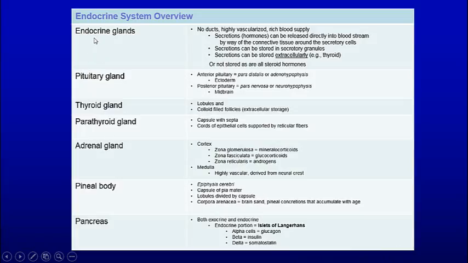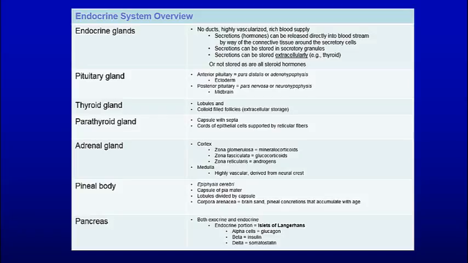Now here we can see that endocrine glands have no ducts and are highly vascularized, with a rich vascular supply, characteristic of endocrine glands because they have to secrete their hormones in the connective tissue and get into the bloodstream, is what they do. Some of them secrete the hormone directly into a lymphatic, for example. Secretions are stored in granules, maybe, or they may be stored in extracellular space, like the thyroid, or maybe no storage at all, like steroids, which can walk right through a membrane.